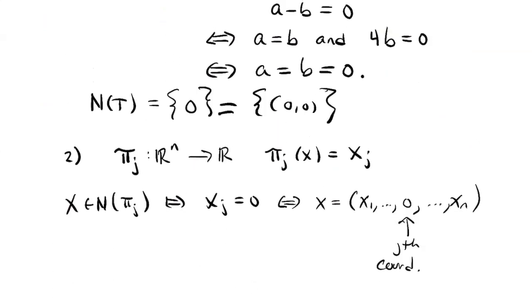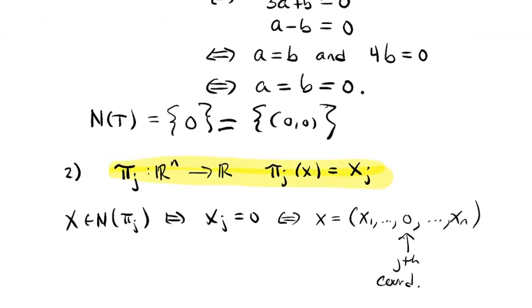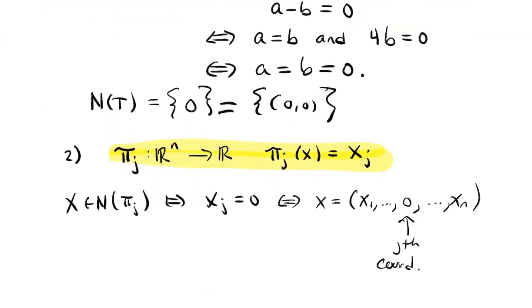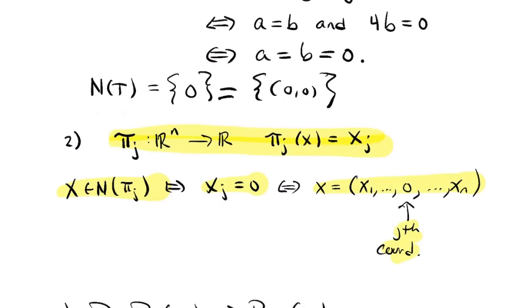How about our second example from the previous lecture, the projection functions? Yeah, the projection of Rn onto R, where pi sub j of x is just the jth coordinate, x sub j. Well, if you're in the null space of that, pi sub j of u is 0, so your jth coordinate is 0. So the null space just consists of those n-tuples, those vectors in Fn, or Rn in this case, whose jth coordinate is equal to 0. Okay, it's the null space of that map.